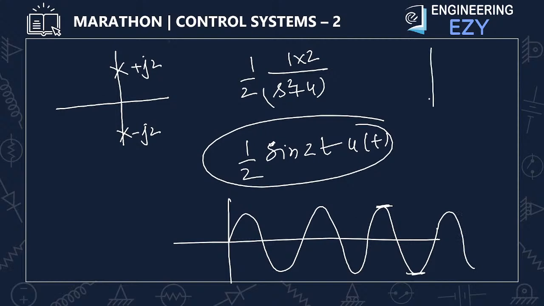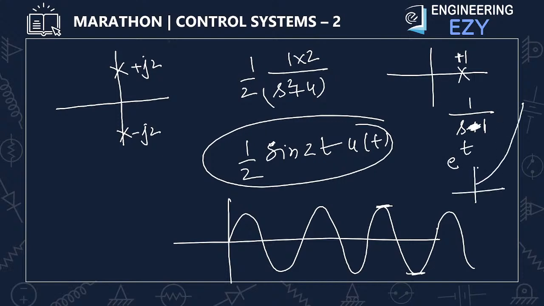Second example. If the pole is in the right half, at plus 1, what is the transfer function? The transfer function is 1 upon s minus 1. And what is the inverse Laplace? The inverse Laplace is e to the power t. E to the power t means it rises exponentially. So at t equal to infinity, the response of the function is infinity. So the final value is infinity, not defined. So if the final value theorem is not applicable, Prasanjit, it means the final value of that function is not defined. You cannot calculate the final value.